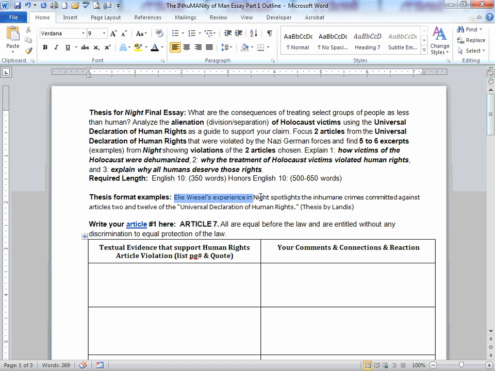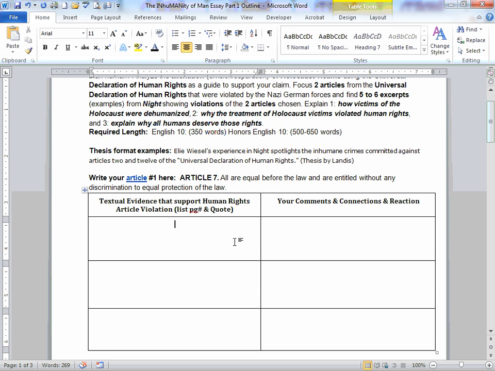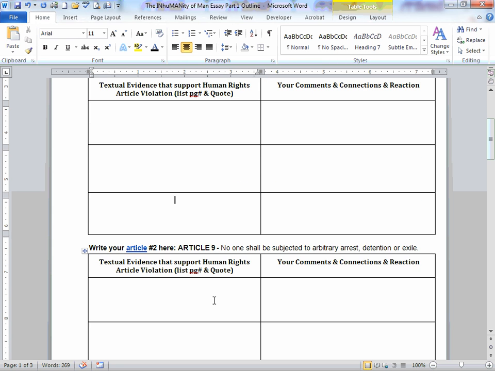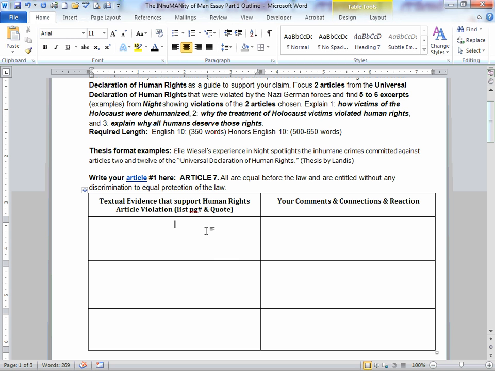So now I need to kind of change, and we'll get to the thesis statement in a second. All right, so my next step is to find textual evidence where Article 7, all equal before the law and are entitled without any discrimination to equal protection of the law, where Article 7 was violated and where Article 9 was violated. So I would go through the book.